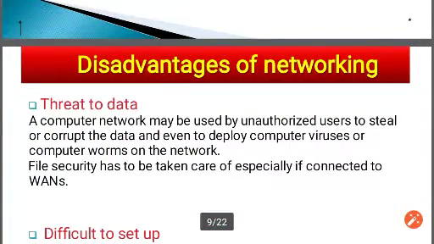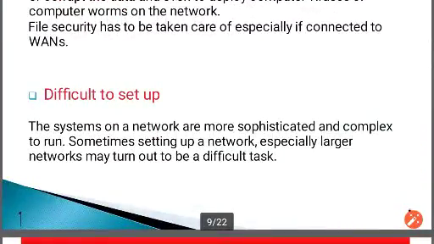Now what is the disadvantage of this network? When anything has a positive side, it must have a negative side. So not only studying the positive side, we should also know the negative portions. First, it is a threat to data. The data are not that secure. If we do not properly have our security, file security, then unauthorized users may steal or corrupt your data. And very important, it is very difficult to set up. The systems on the network are more sophisticated and complex to run. So sometimes setting up a network becomes a difficult task for the persons.